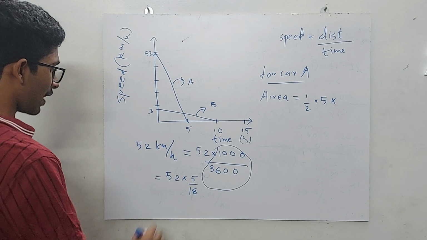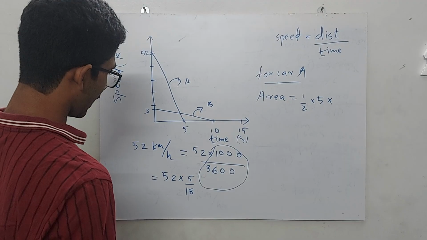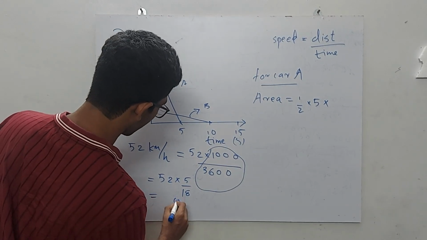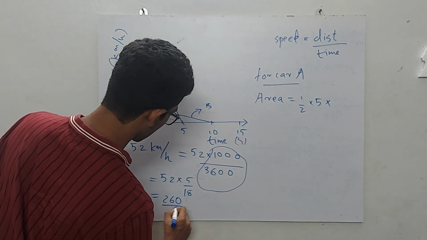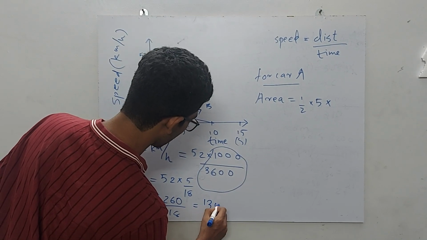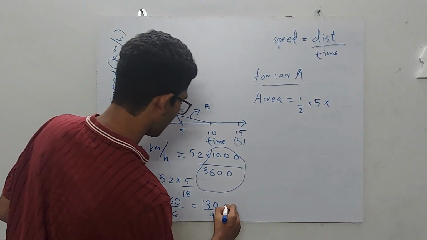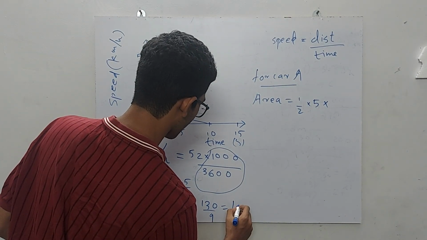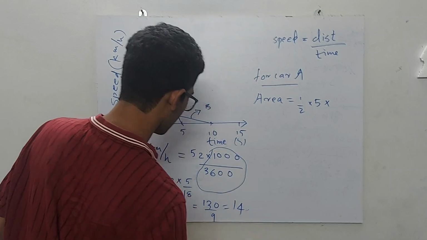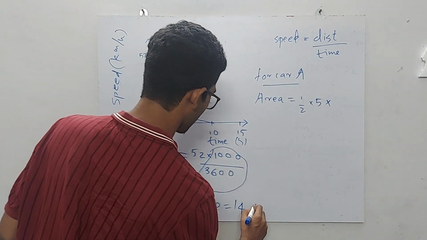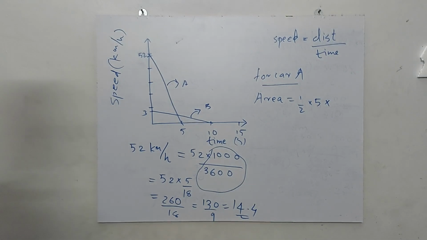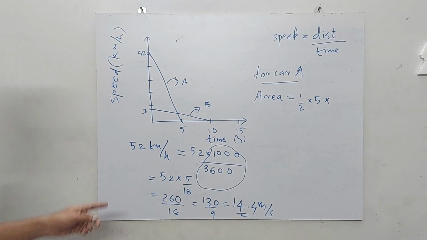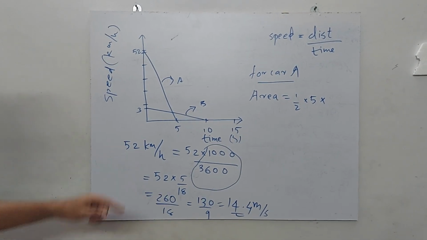So what will be this value? 52 into 5 by 18. It would be 260 divided by 18, so 130 divided by 9. That would be, 9 fours are 36, then 40... so I guess it would be something like 14.4. I'm not sure about the math. So that means 14.4 meter per second. Now we got the speed of car A in meter per second.